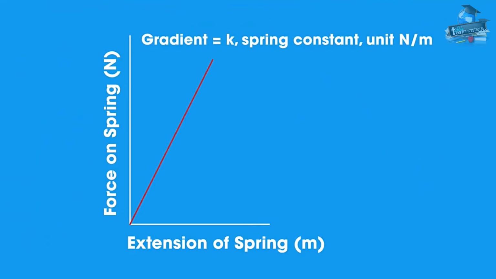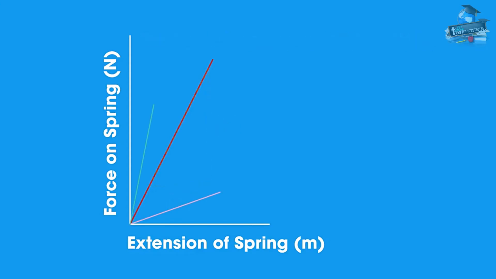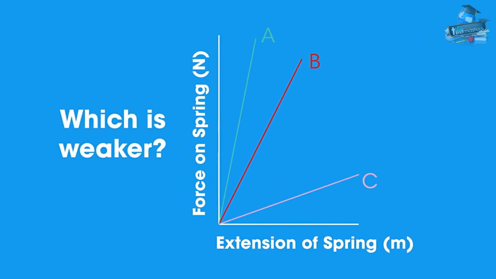The spring constant, k, is a measure of the strength of the spring. It measures the force, or the number of newtons, it takes to stretch the spring by 1 meter. Which is the weakest spring? A, B, or C? Pause the video while you think.